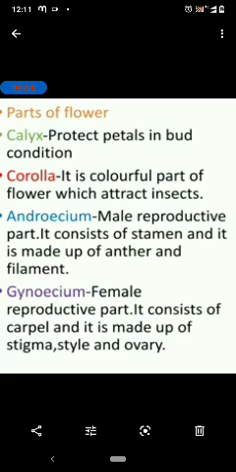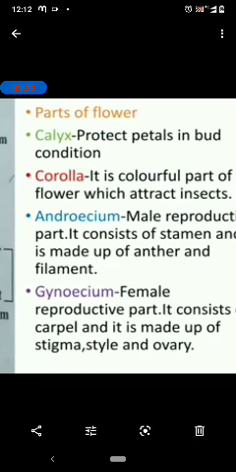The male reproductive part means, for reproduction in the flower there is a male and female, both reproductive parts are there in some flowers. In some flowers only the male and in some flowers only female reproductive parts are available. Here we have taken the hibiscus flower which contains both male and female reproductive parts. Among this the androecium is the male reproductive part of flower. It consists of stamen. What is stamen? That I will show you with the image. Each stamen is made up of anther and filament.